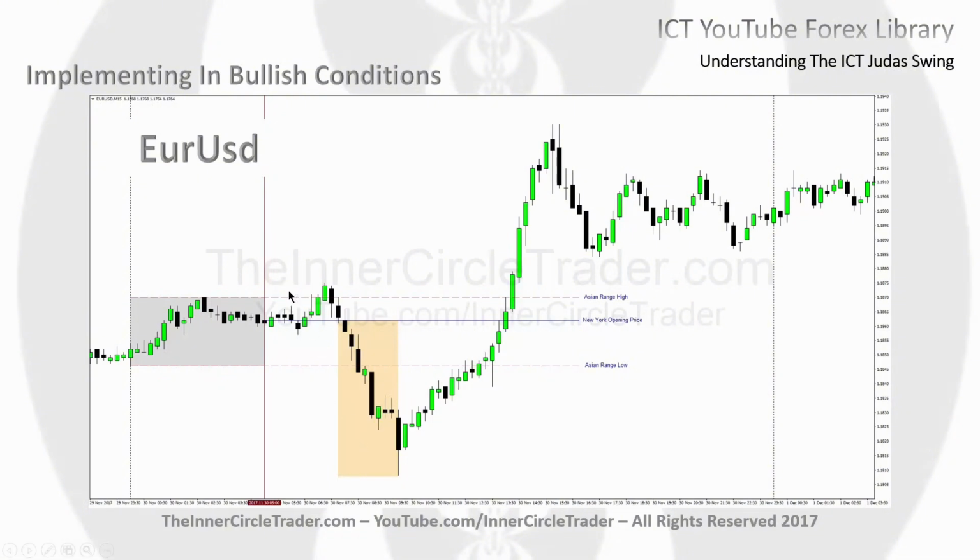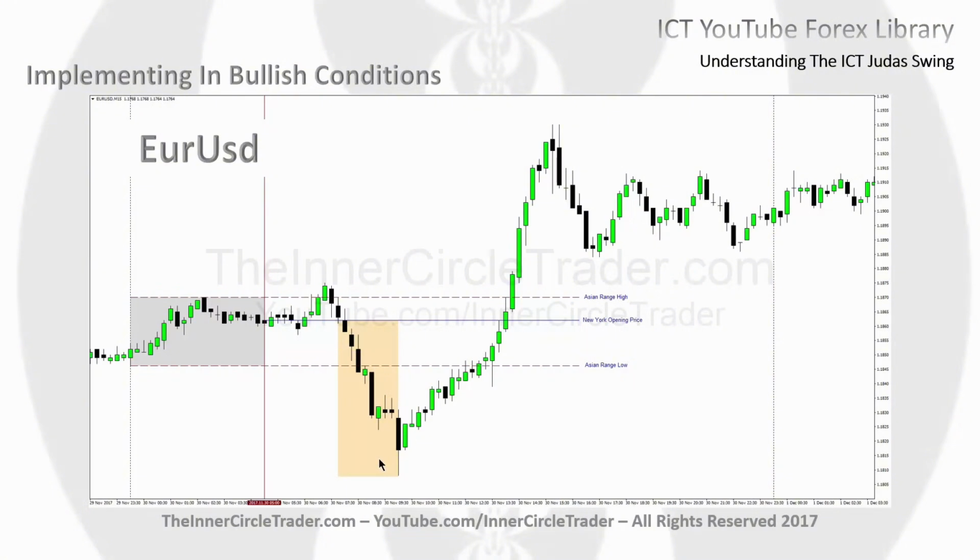Otherwise, just any little movement below it, like this one here, this would not start an ICT Judas swing. The Judas swing is first it leads traders in on the wrong side, and then it tears lower, going below the Asian range low, and this whole move below the opening price, that's exactly the ICT Judas swing.